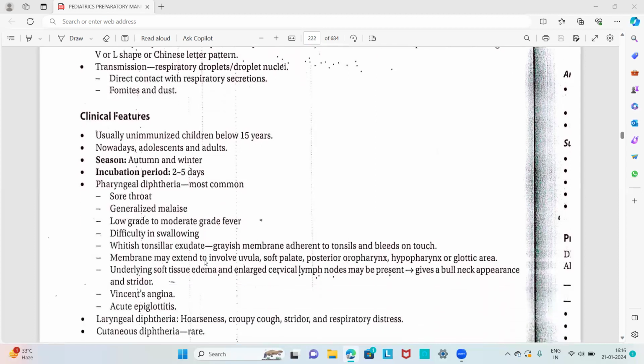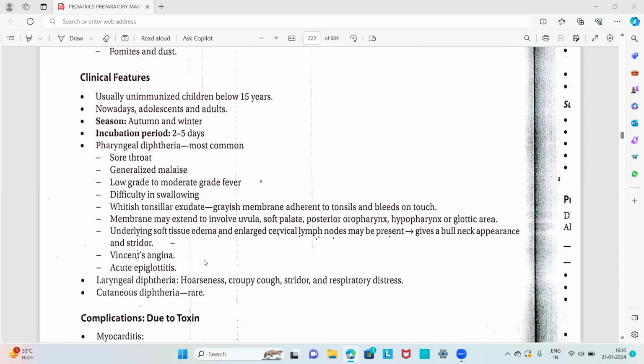Then, about the clinical features of diphtheria, it usually occurs in unimmunized children below 5 years. So in a question regarding diphtheria in our essays also, there will be words like unimmunized children or partially immunized children. So we have to identify it as diphtheria. Usually unimmunized children below 5 years of age get affected with diphtheria.